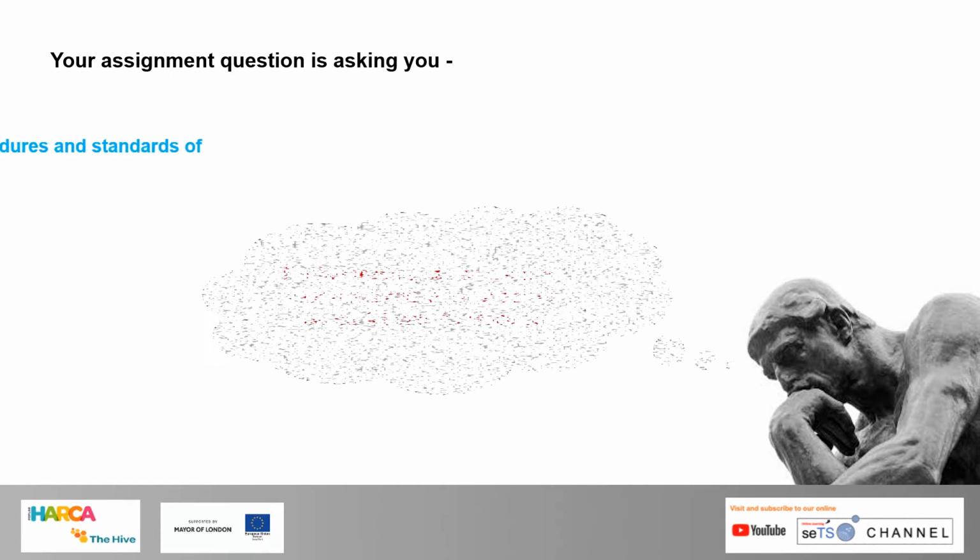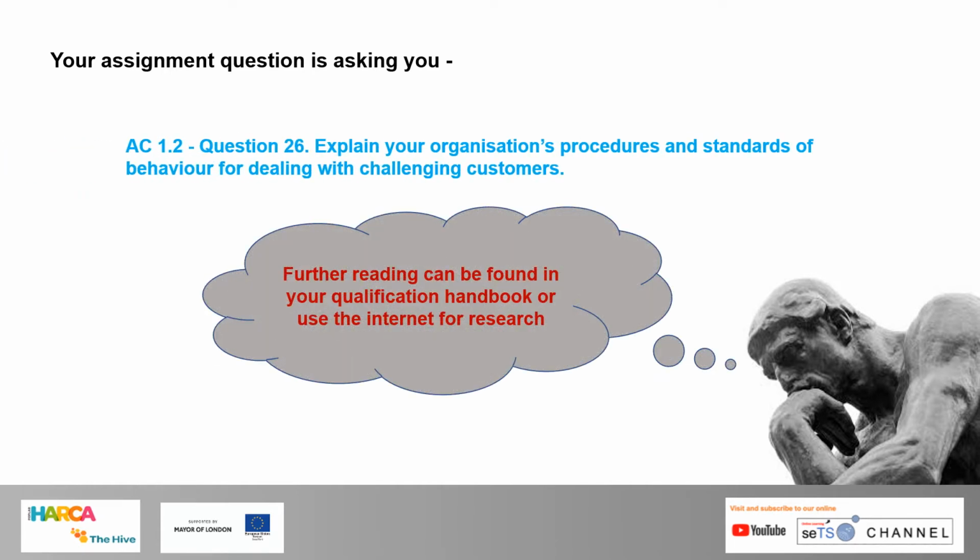Your assignment question is asking you for question 26 to explain your organisation's procedures and standards of behaviour for dealing with challenging customers. The points might include the staff member's behaviour, being calm and polite at all times, welcoming and greeting each customer, apologising sincerely for problems caused by the organisation, providing assistance such as ramps, loop systems and subtitles, respecting cultural diversity, being discreet and allowing privacy. And further reading can be found in your qualification handbook or use the internet for further research.